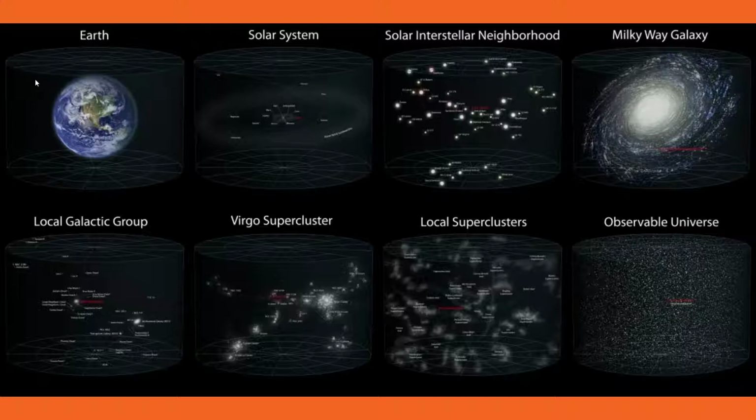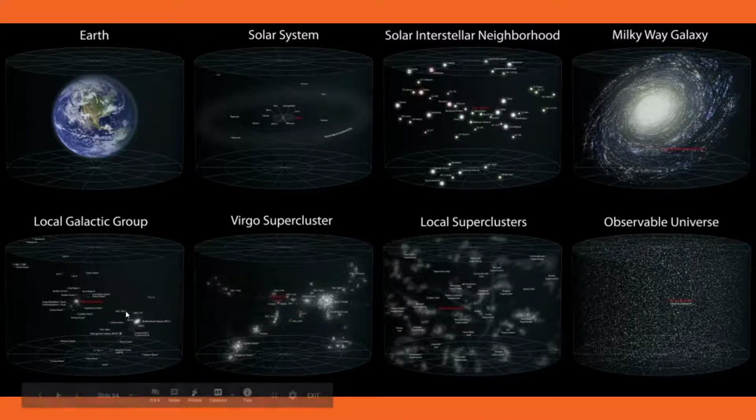So we are on Earth. This is our solar system with all the little planets and stuff around it. Now, if we zoom out a little bit farther, we can see all the stars near us. If we zoom out even farther, we can see our Milky Way galaxy. Remember, this is just an example of what it might look like. We zoom out farther, we get the local galactic group, the Milky Way being right here, but these are all of the other galaxies near us.